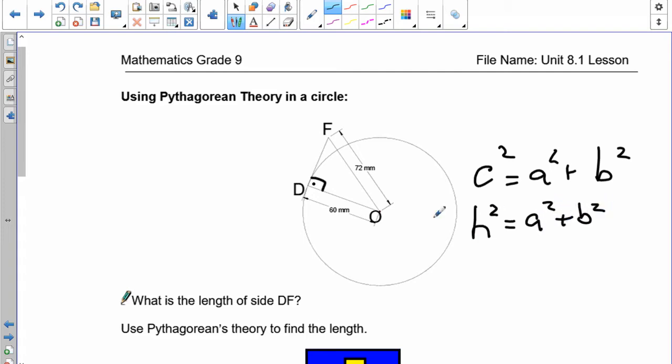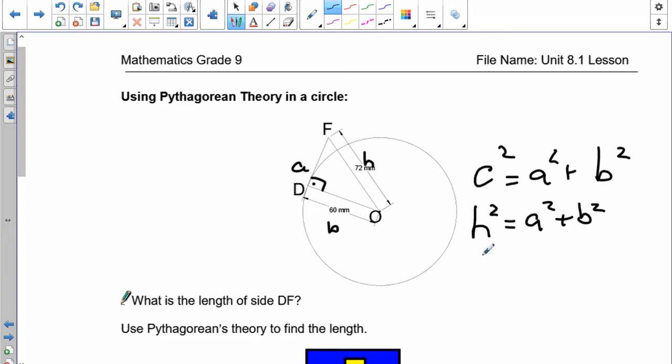So if you look over here at our example, we can give this an a or this a b. It doesn't really matter. I'm going to give this an a. I'm going to call this b. And of course, I'm going to call this h for hypotenuse. Now remember, your hypotenuse is always your longest side. All right, so we need to find out what a is.